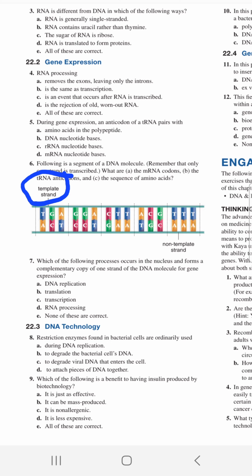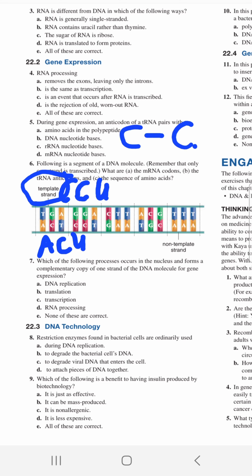As you can see, it is TGA. So the mRNA will have A, C, U. Remember, we don't have thymine in an mRNA. GGA will be C, C, and this time it's going to be U, and so on. As always, we know that C pairs with G and A pairs with U in the case of mRNA.